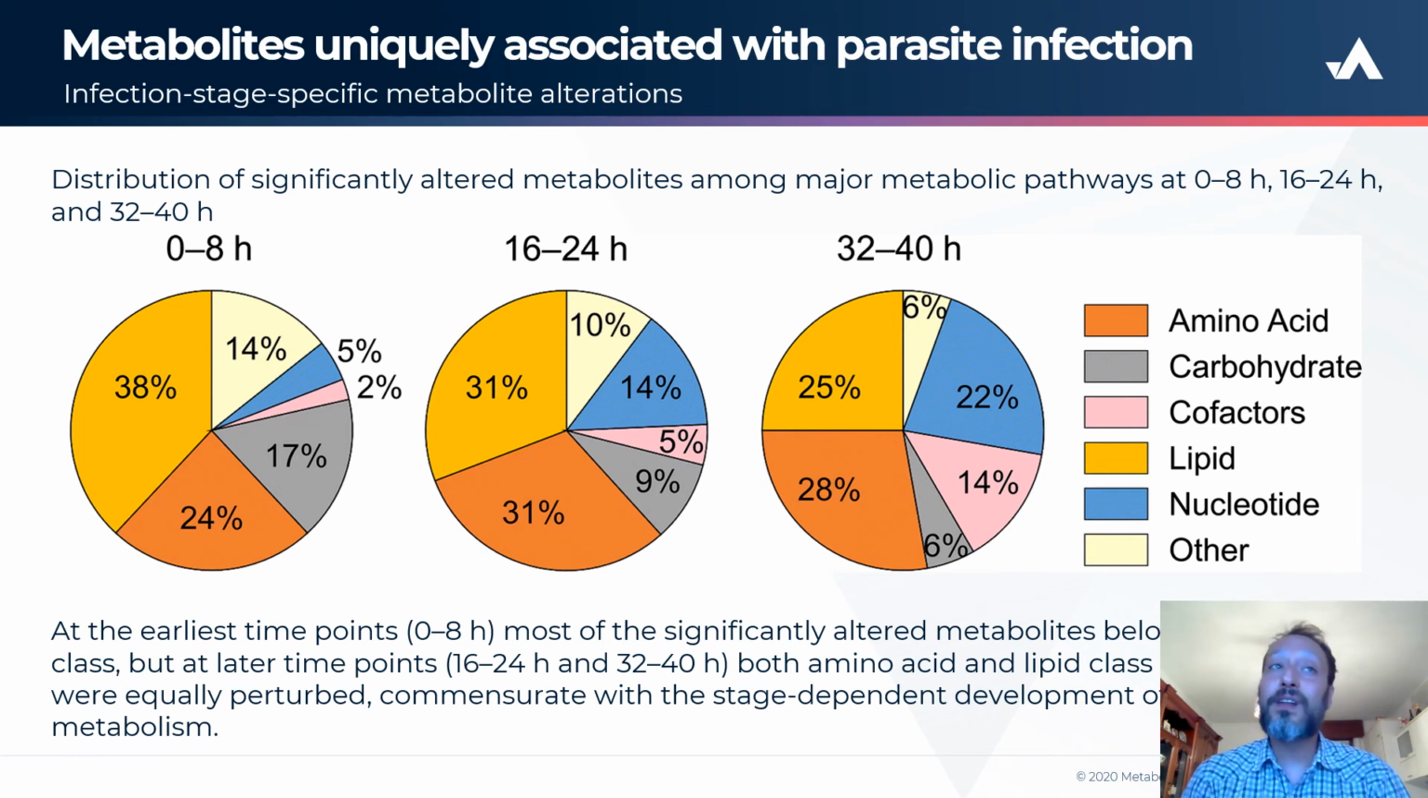And overall, there was a relative shift from lipid to amino acid metabolism during the progression of the intraerythrocytic developmental cycle. At the earliest time point, so 0 to 8 hours, significant changes occurred more frequently for metabolites belonging to the lipid metabolism pathways. At the intermediate time points, the absolute number and relative fraction of lipids decreased, and the relative contribution of amino acids increased.